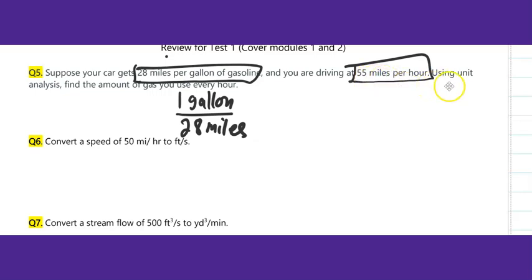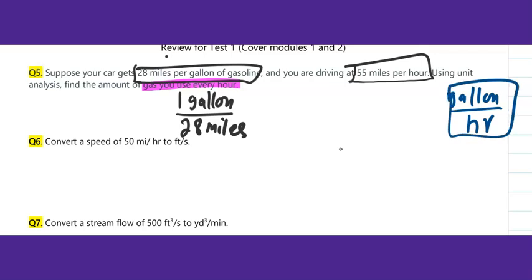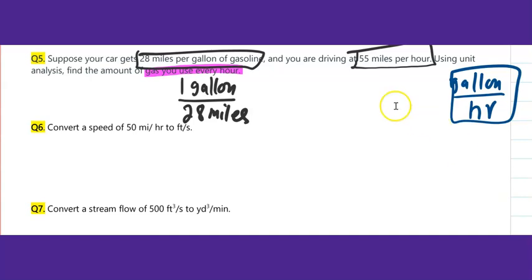The question asks you to find the amount of gas you use every hour using unit analysis. So you're looking for how much gas every hour, so gallon per hour. That's what you're looking for. See the question? Find the amount of gas you use every hour. So you're looking for how many gallons per hour. To find that, I have to have gallon in the top and the hour in the bottom. Now I use this 55 miles per hour to multiply this fraction to get gallon per hour.